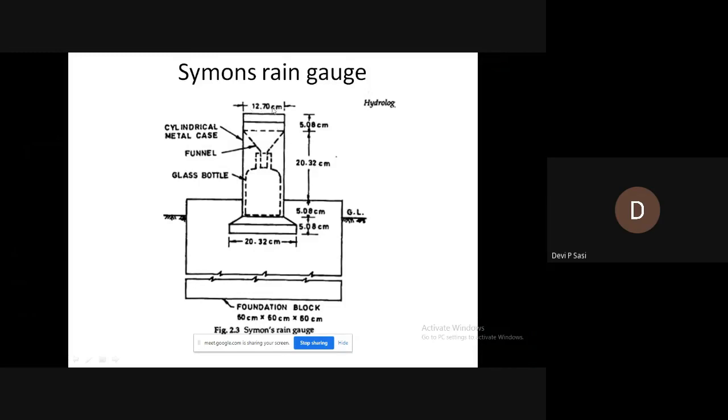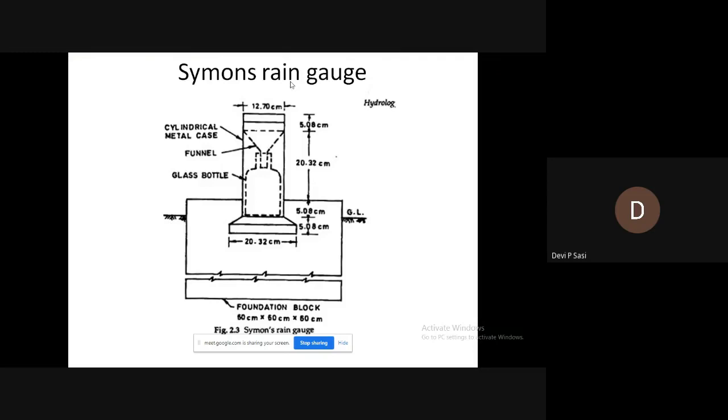Its internal diameter is about 12.7 centimeters or 127 mm. You can see the diameter at the top is 12.7 centimeters, but at the base it is enlarged to 20.32 centimeters.